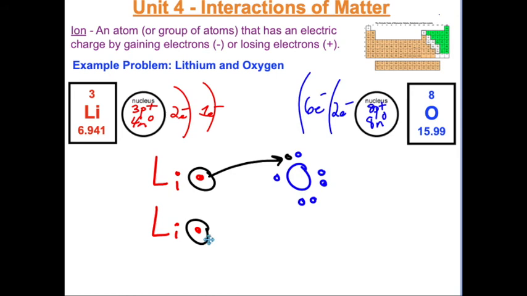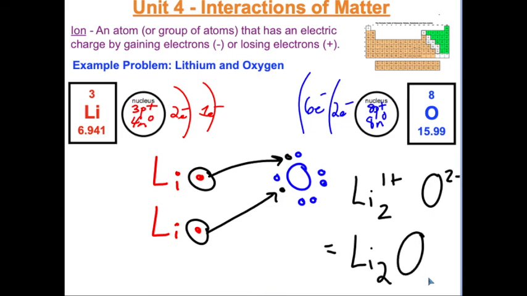So it has to find a second lithium and take its electron and add it to its own outermost shell, giving it 8. There are 2 lithiums, each now with a 1 plus charge. There's 1 oxygen with a 2 minus charge. The 2 lithiums cancel out the 1 oxygen, and we write it as Li2O.